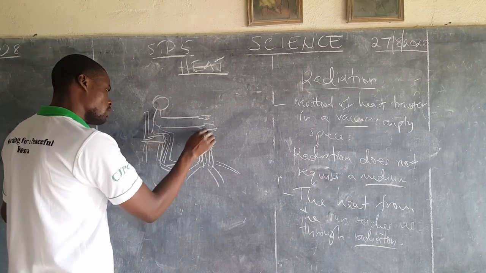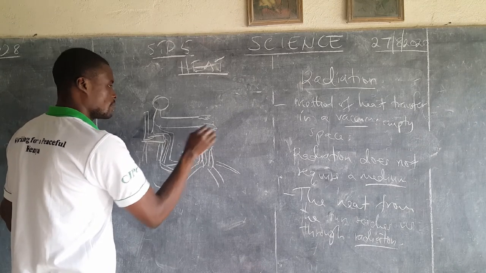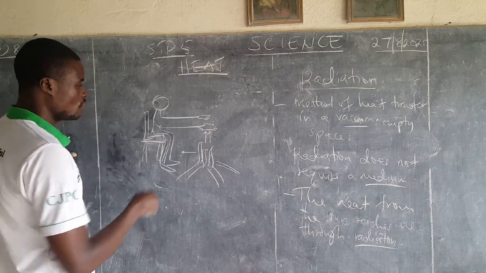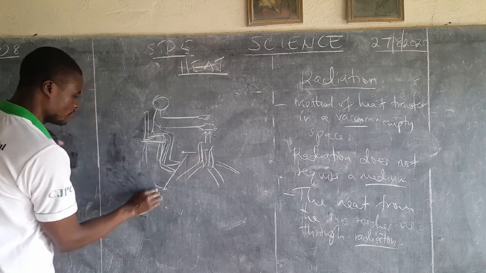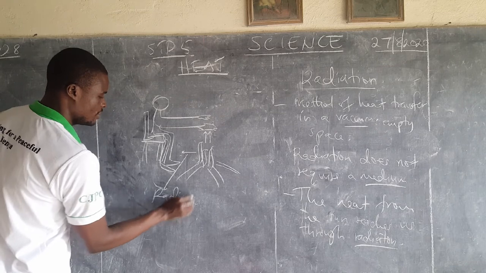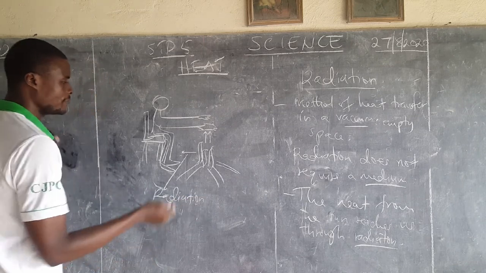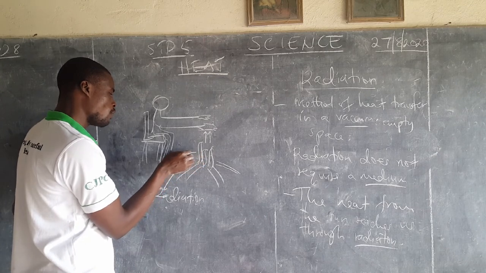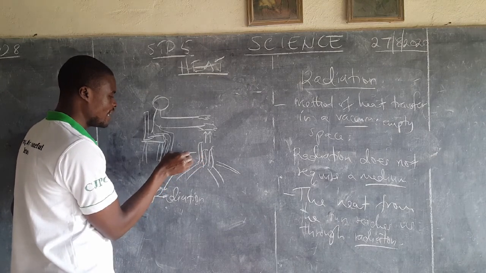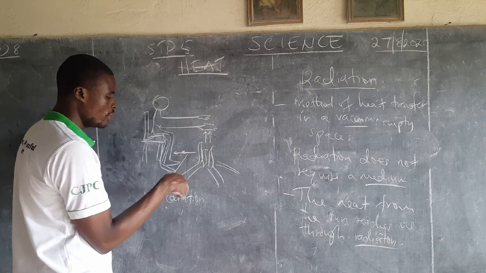Immediately it will reach the what? This part. So through the legs, this heat will reach the legs through radiation. Here we have radiation. Why? This is a vacuum. It passes through a vacuum, through this open air, it will reach the legs of this person through radiation.